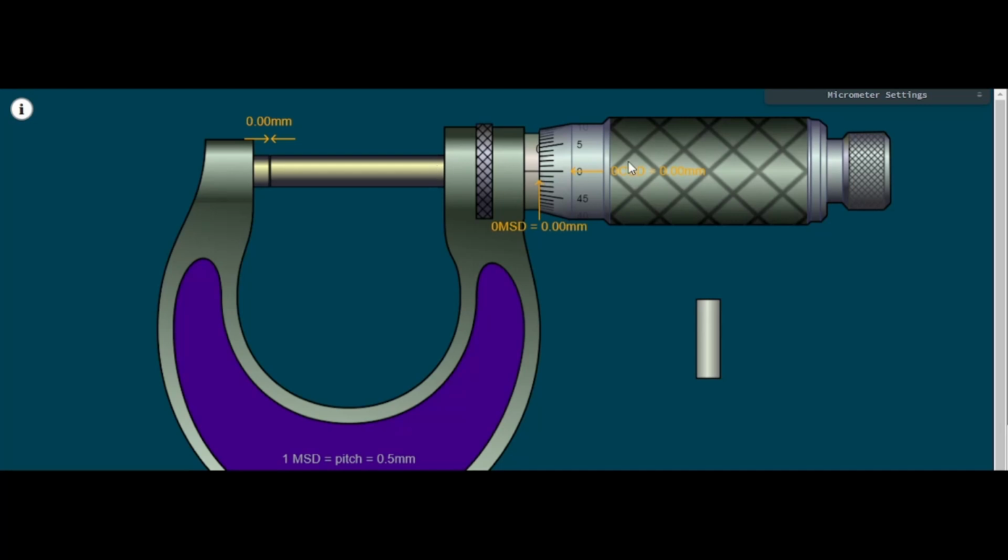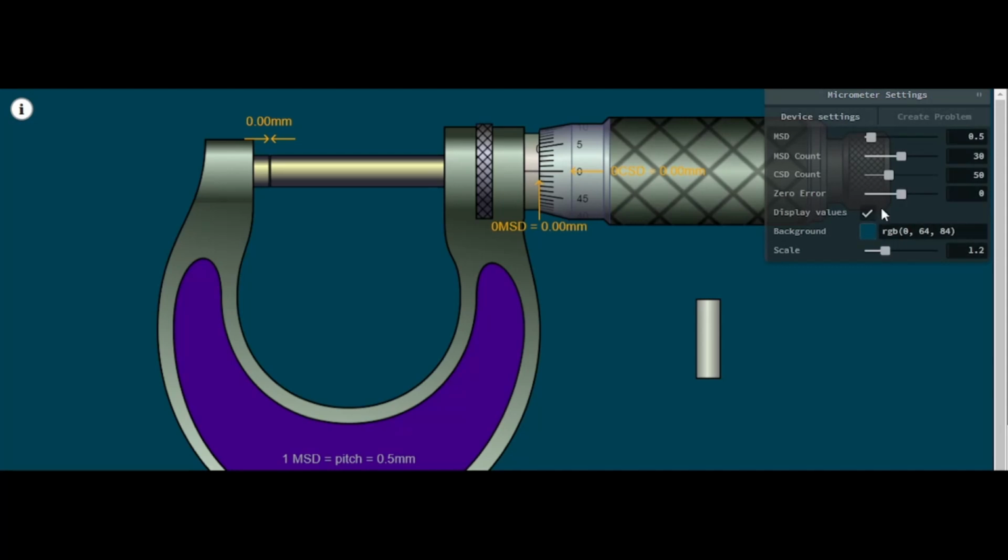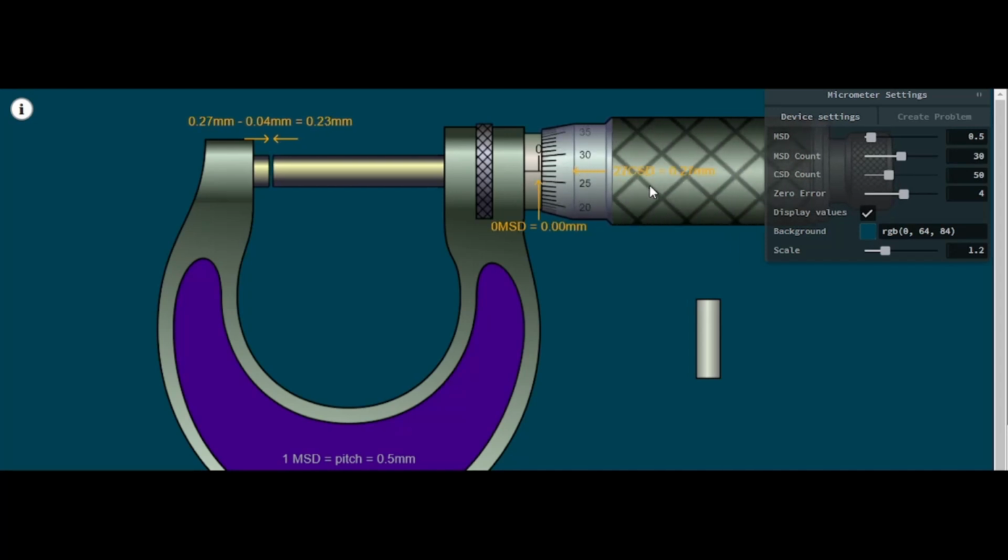That means there are no errors in our main scale as well as our circular scale. But in some cases, as you see in the laboratory, there will be small additional values. Even when the circular scale is completely closed and we hear a click, the scales do not match up. That means there is an error of 4 units on our circular scale. This is called zero error. Zero error is a systematic error, and this is from the device itself. This error exists in the device.